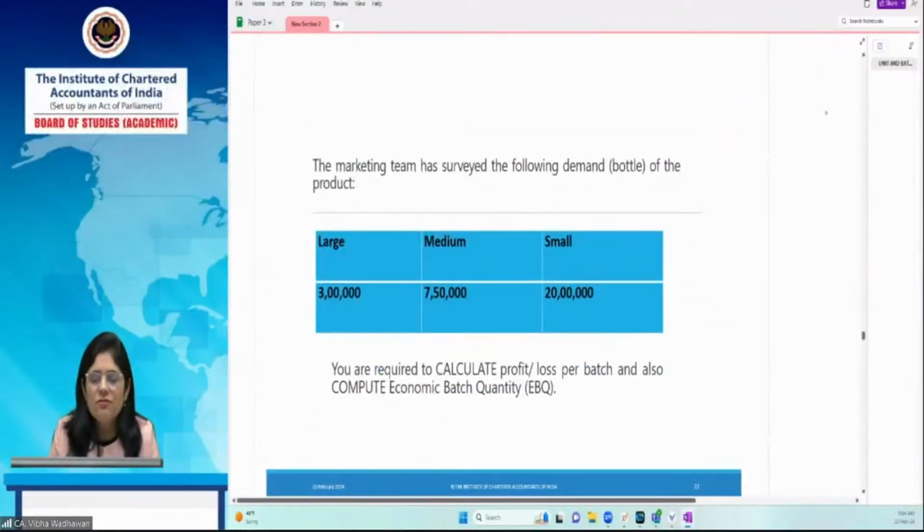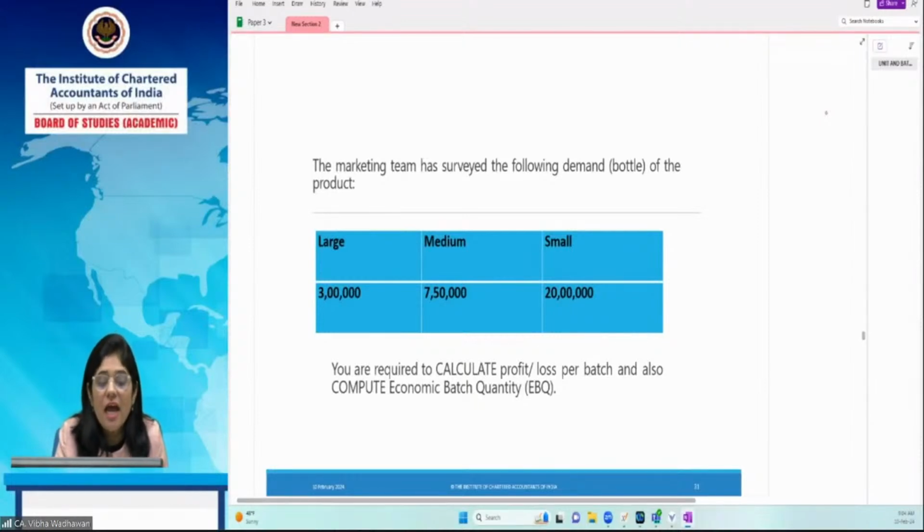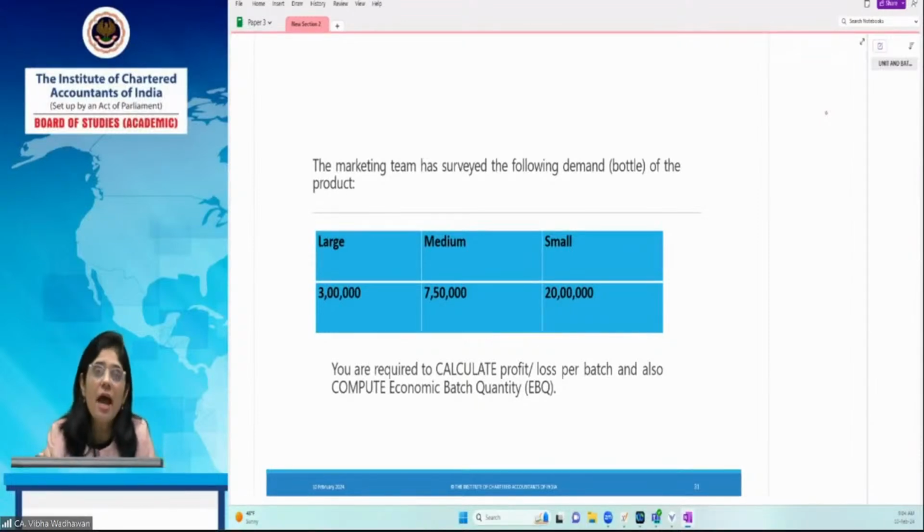We have another part of this question, that is the demand of the bottles. For large bottles, the demand is 3 lakh bottles. For medium, the demand is 7,50,000 bottles. And for small, it is 20 lakh bottles. Now you need to understand here.